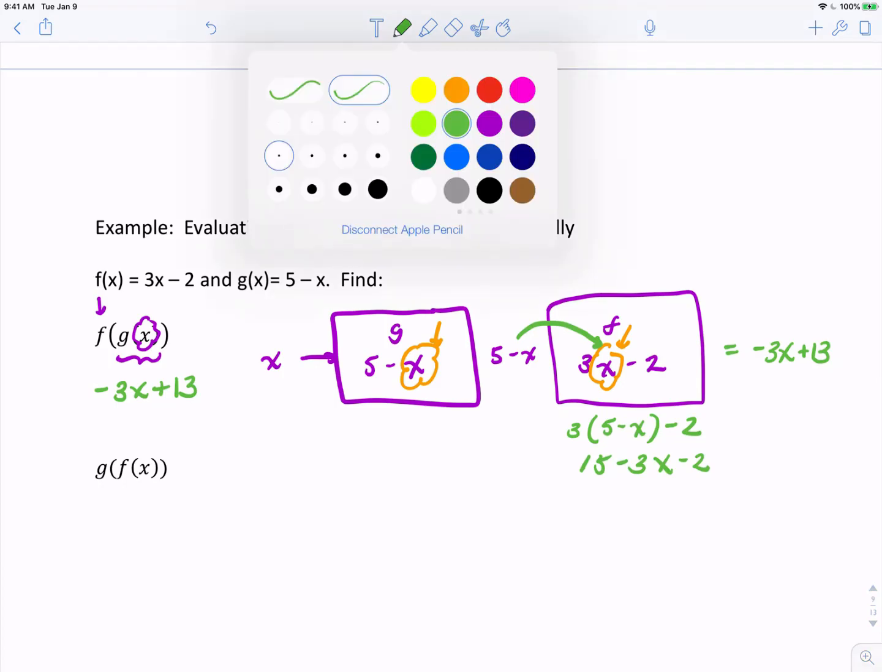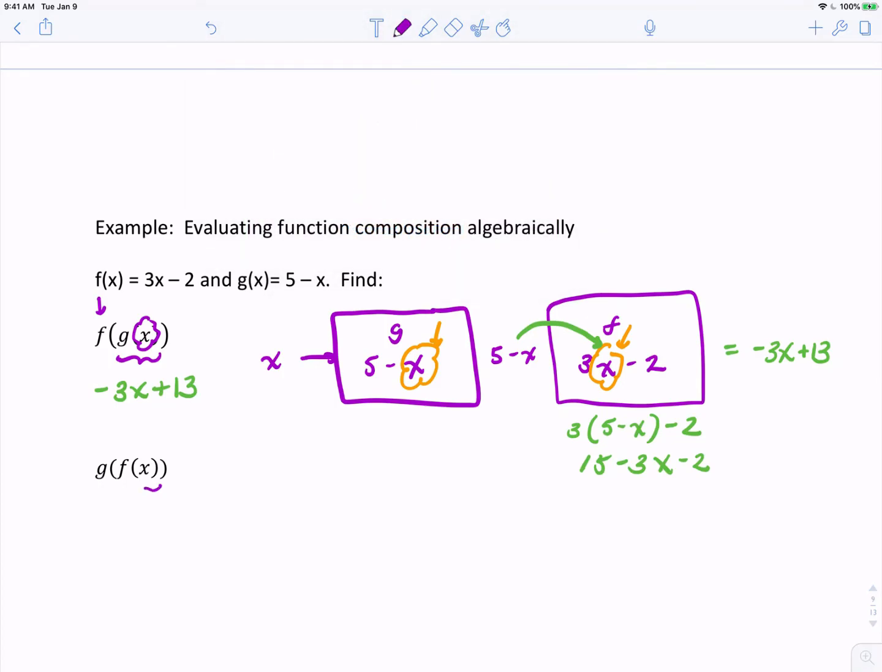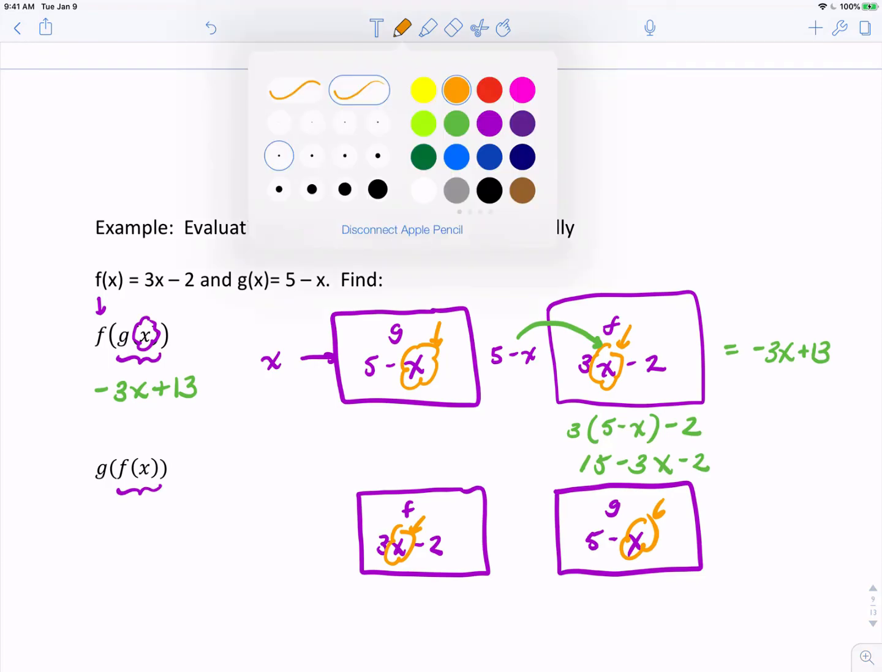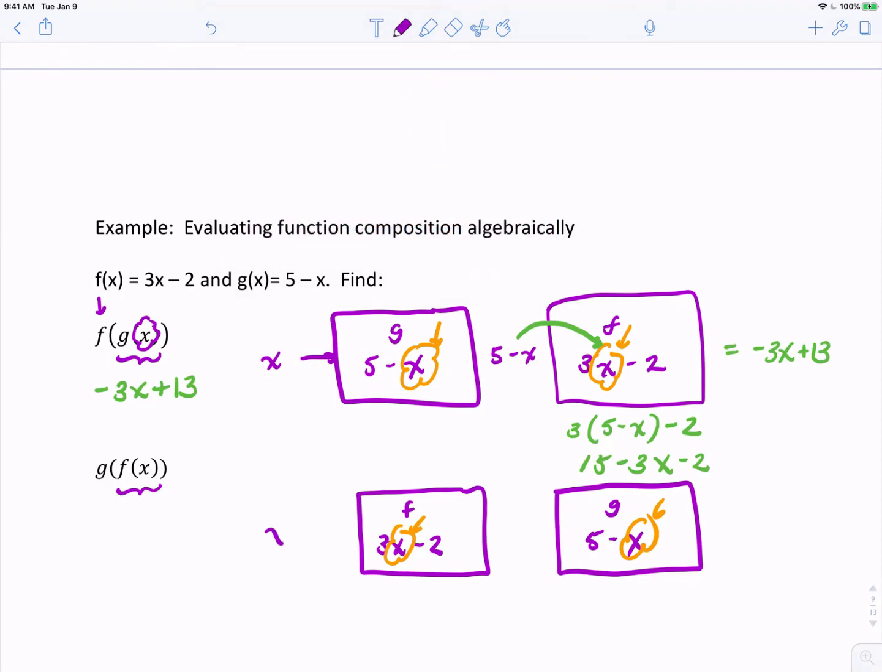Let's try this next one. In the next one, the innermost parentheses is function f, and so that's the one we're going to apply first. So first we're going to apply function f, and then function g. f is 3x minus 2, and g is 5 minus x. And again, it might be helpful to really pay attention to where you're going to be replacing the input variable. All right, so let's give this a try. First we're putting an x into function f, and that just gives a result of 3x minus 2.